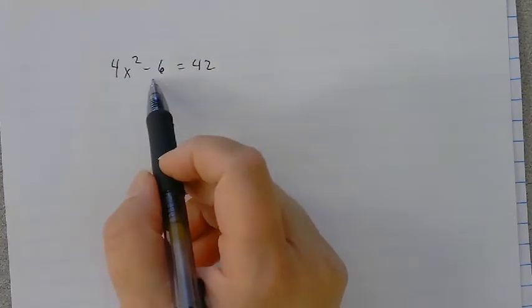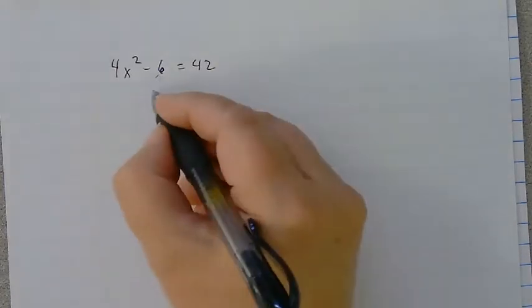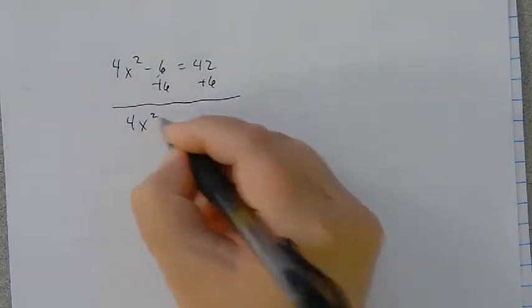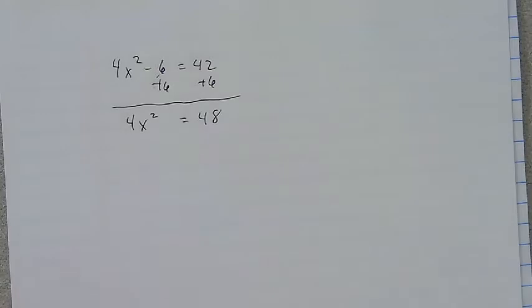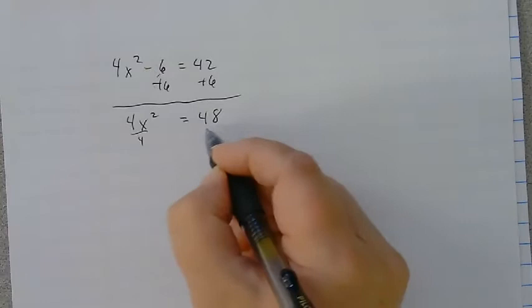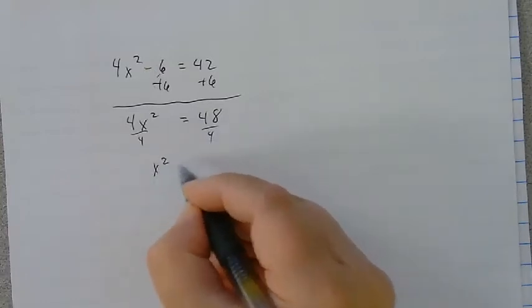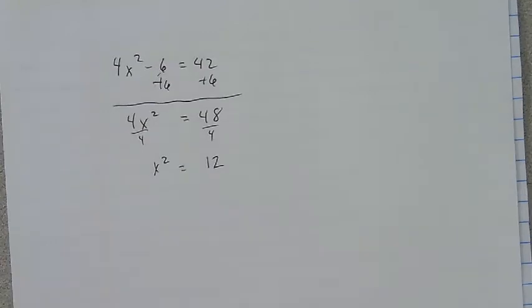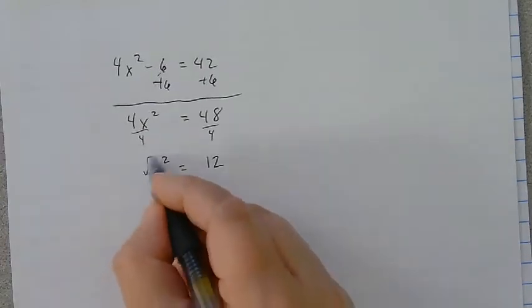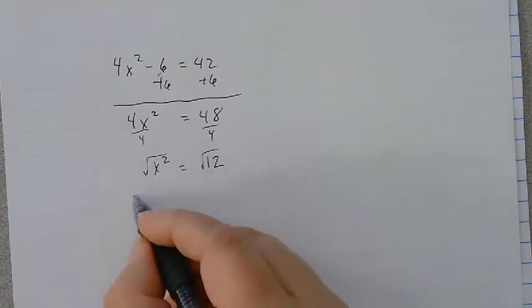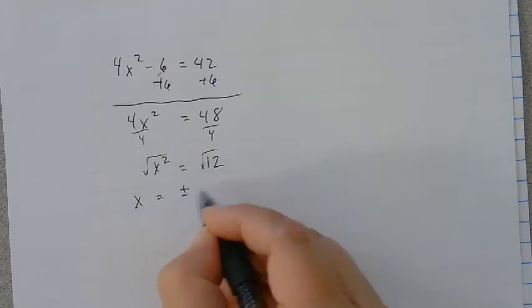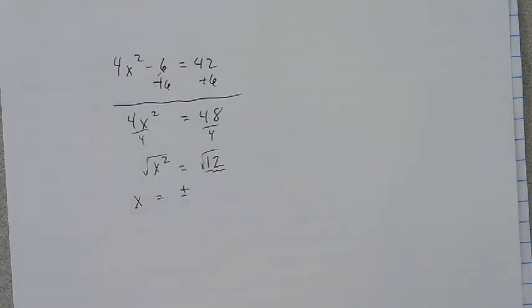So on this one, I'm going to start by moving the 6. So I'm going to add 6 to both sides. So I get 4x squared equals 48. Then to get x by itself, I'm going to divide by 4. So I get x squared equals 12. Now I get ready to square root, because to undo the square, you're going to square root both sides. But when I undo the square on the left side, I get x. And on the right side, I have plus or minus, but this part will simplify.